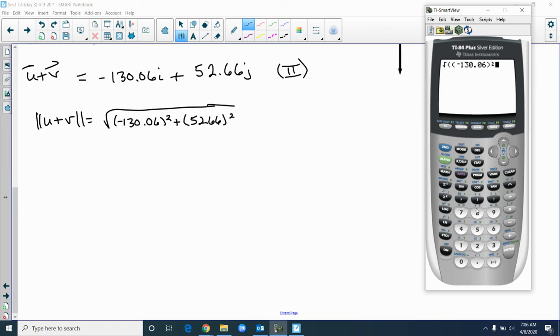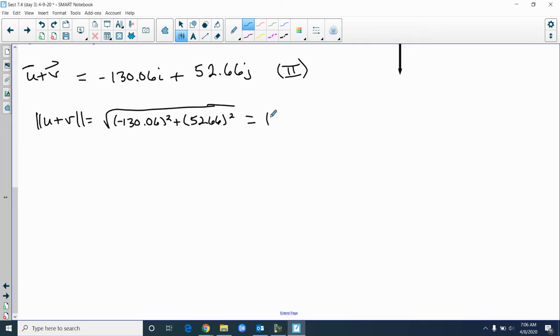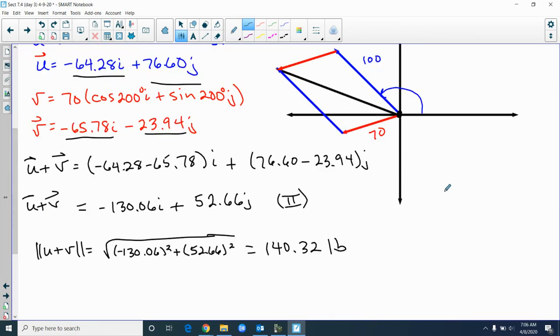Negative 130.06 squared plus 52.66 squared. All right, I got 140.32 pounds. Okay, we know, and let's just say this is the resultant vector right there. That vector is right here. We know it's 140.32 in terms of the length.